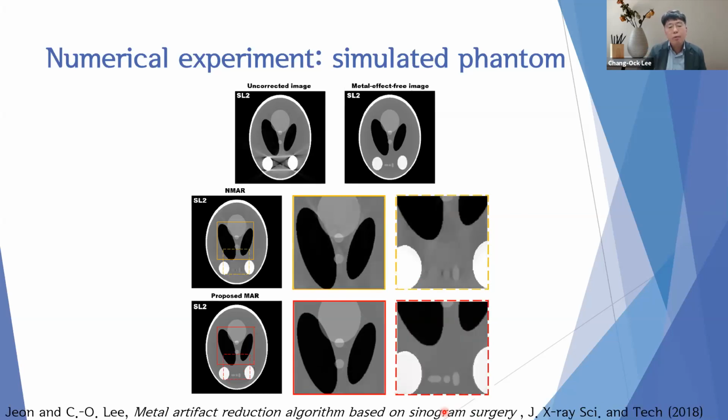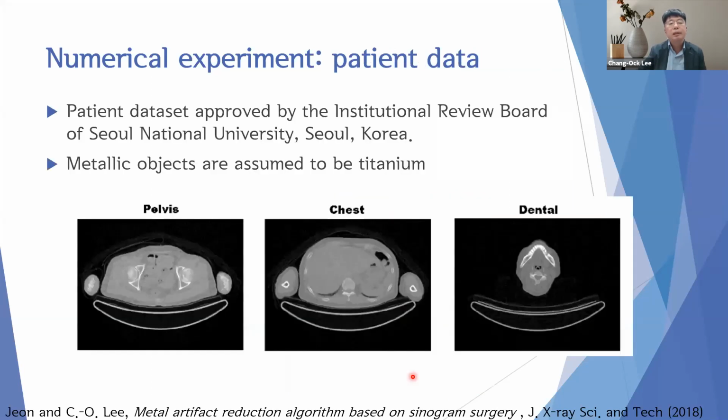Okay, now we have two very big metals here, and this is the uncorrected image, and it's very hard to see some materials between these two. But in our case, it clearly shows there is some material between these two big metals. And now we have patient data.